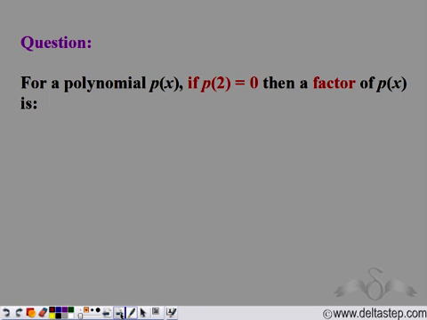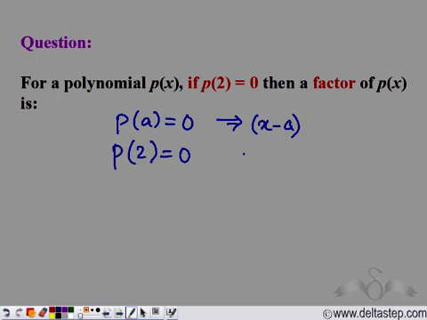Now for a polynomial p(x), if p(2) is equal to 0, then a factor of p(x) will be? Now we have seen that if p(a) is equal to 0, then x minus a is a factor of p(x). We have p(2) equal to 0. So what should be a factor of p(x)?